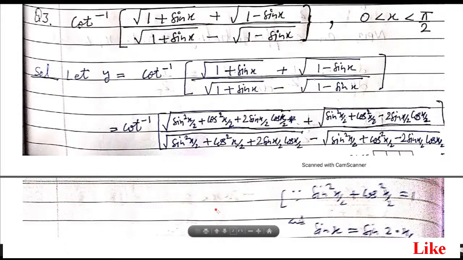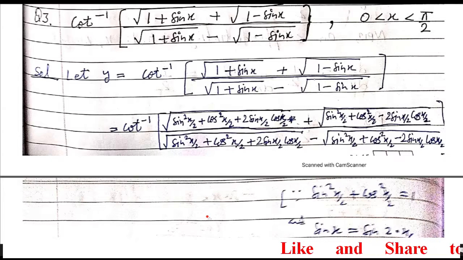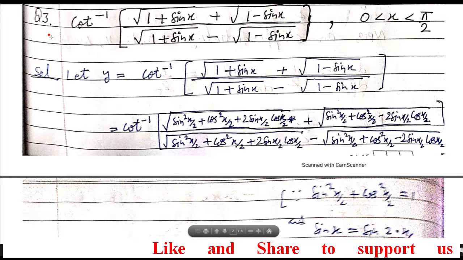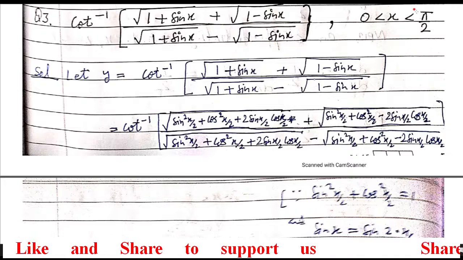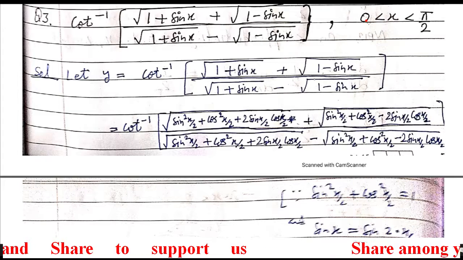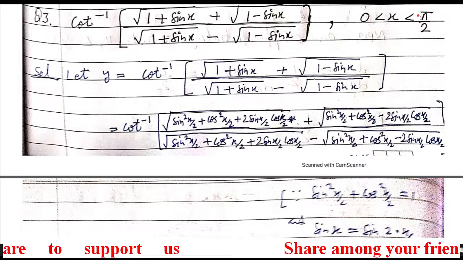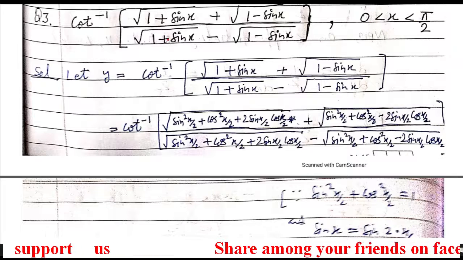Hello everyone. Today I am going to explain some questions from miscellaneous exercise of chapter 7 from class 12. So we will start from question number 3. Here we have to differentiate this given function with respect to x, where x belongs between 0 to pi by 2. So here the given function is this.